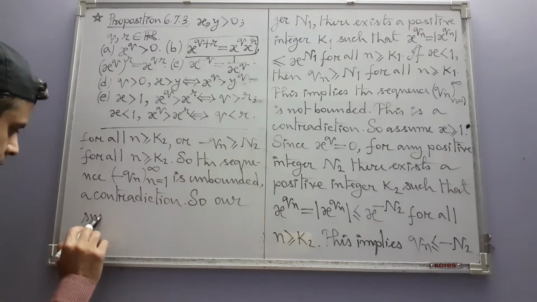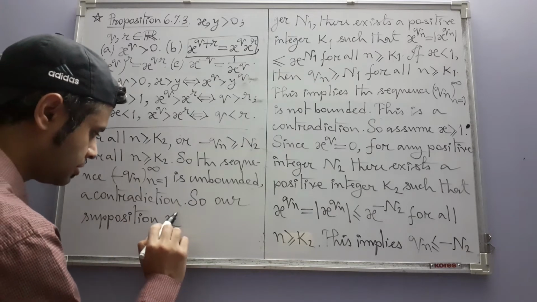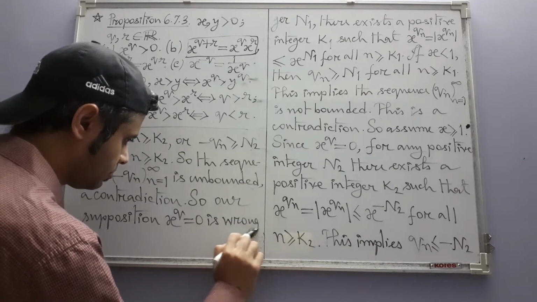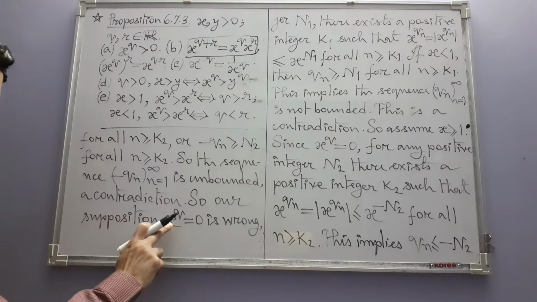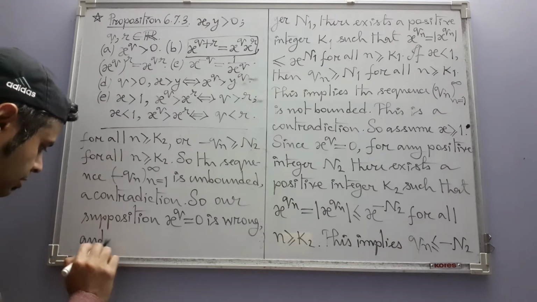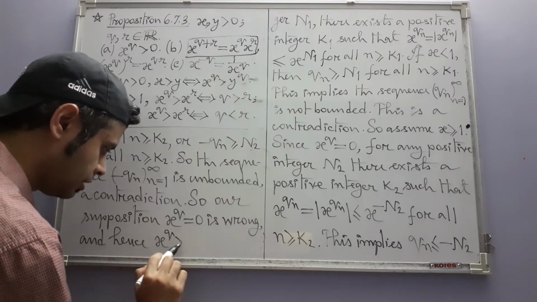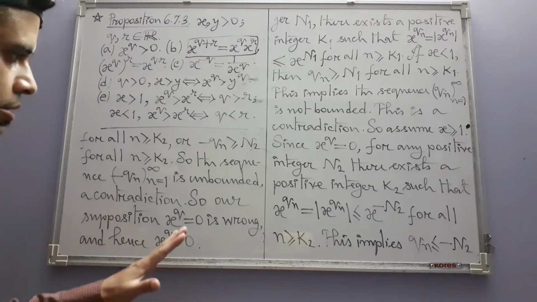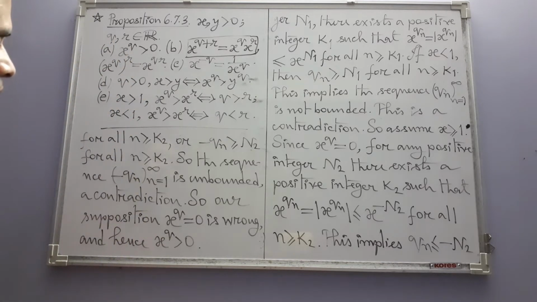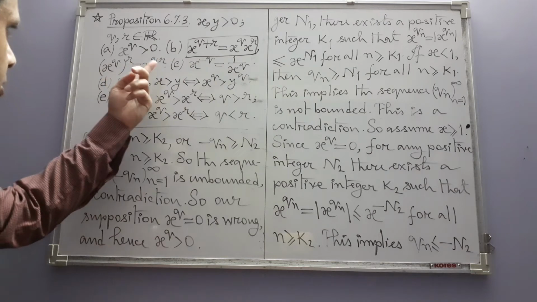So our supposition is wrong, but we have the fact that this limit is non-negative, greater than or equal to 0. So the only possibility is that it must be strictly greater than 0. So this proves part A. Now we go to part B, in which of course we will have this available to us from the text. We will prove this.